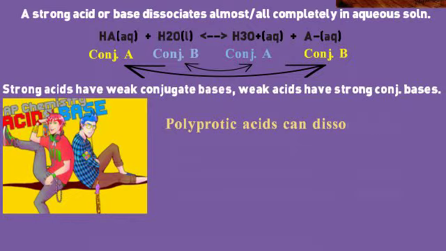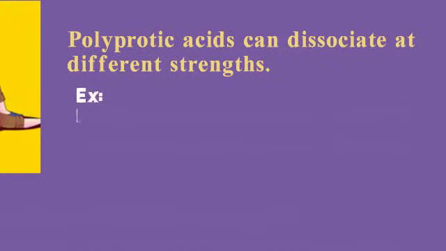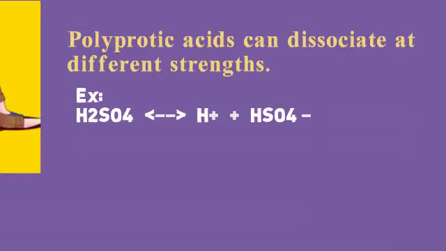Now, polyprotic acids can dissociate at different strengths. Polyprotic means it has more than one hydrogen it can donate. The example I'm going to give you is sulfuric acid. The first hydrogen comes off, and this is a strong acid. The first hydrogen comes off easily. They almost all come off when you put it in water. So you get H plus and HSO4 negative.